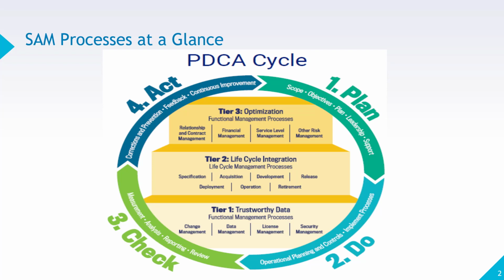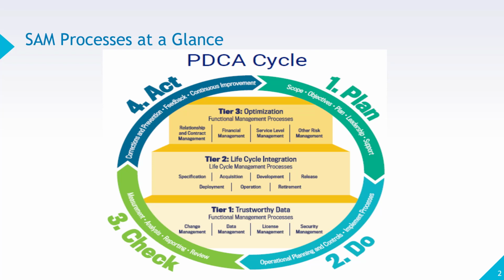Last comes the process other risk management. The amount of risk and risk treatment measures vary from one organization to another. However, common risks that fall under other risk management include, but are not limited to, risks related to business continuity planning, risks related to legal or regulatory requirements, and risks related to software publisher audits.